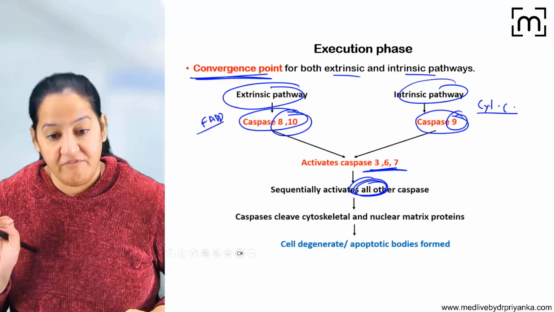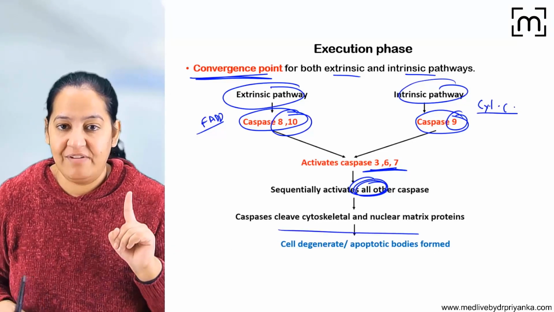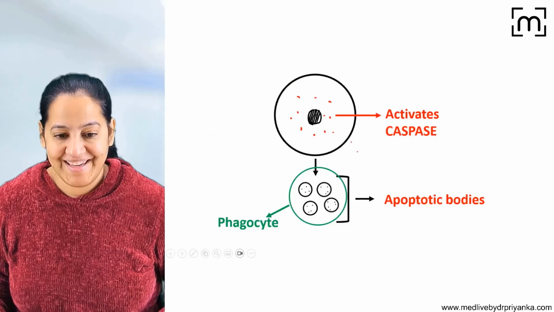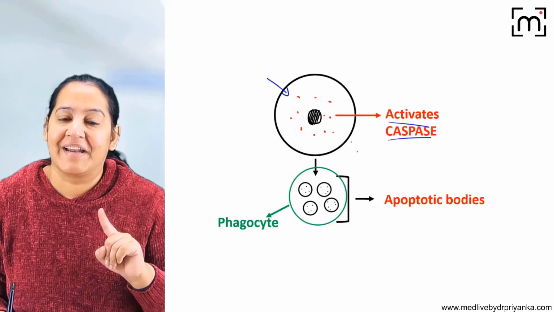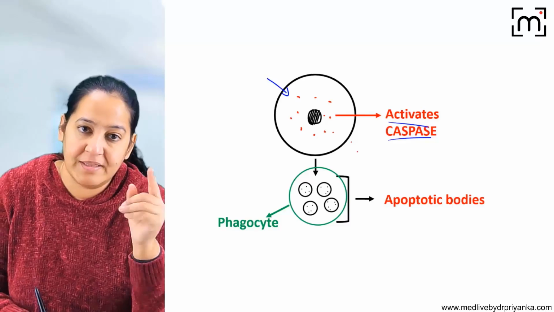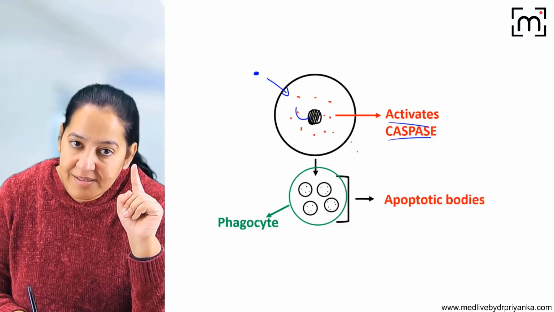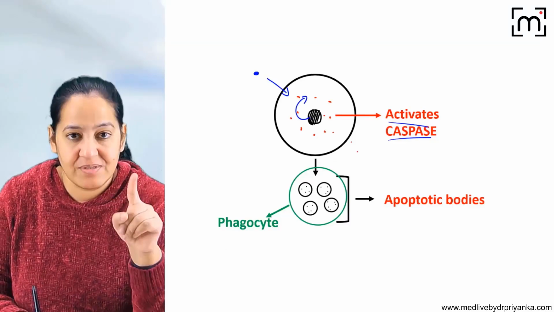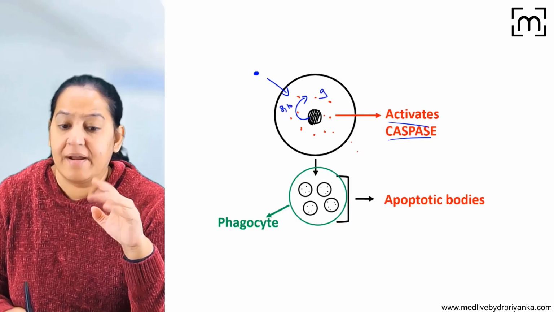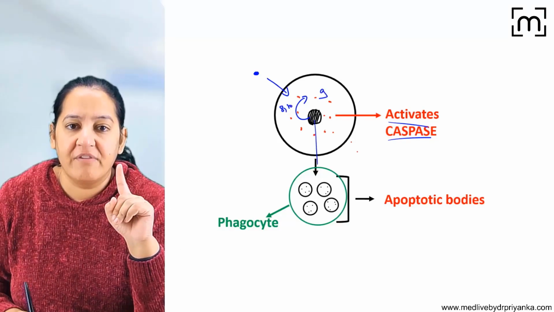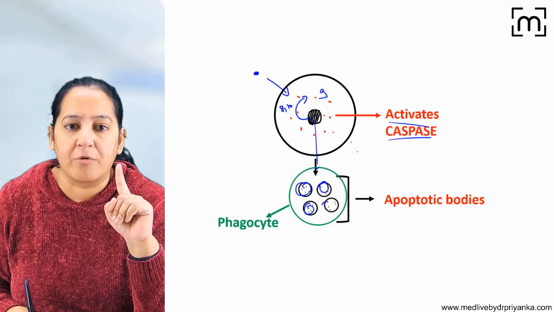Whatever the mechanism, once all the caspases get activated, the cell will convert into apoptotic bodies. Can you see here? This is a cell. Inside the cell, the caspases get activated, either by the extrinsic pathway, where the signal comes from outside, or by the intrinsic pathway. If it is extrinsic, the first caspase is 8 and 10. If it is intrinsic, the first caspase is 9. Ultimately all caspases are activated, and they convert the cell into multiple small apoptotic bodies.